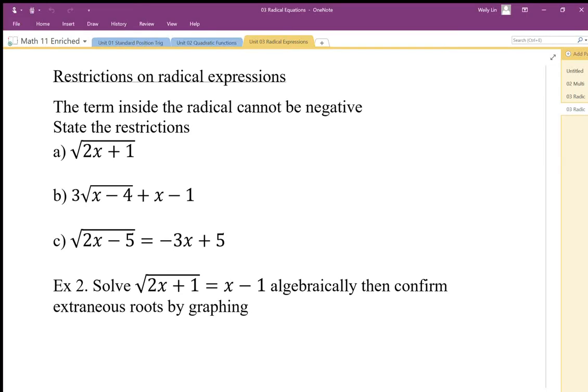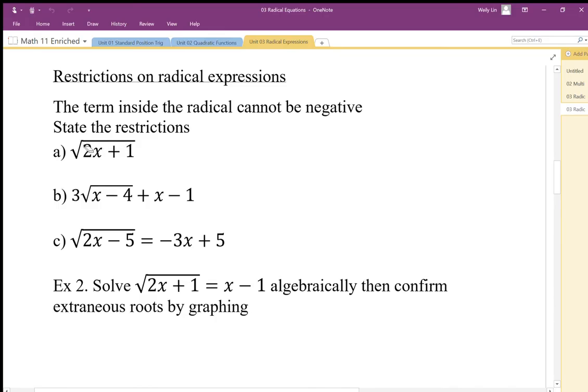So there are restrictions on radical equations and radical expressions. And there's what we consider an inside restriction and an outside restriction. Okay, so the inside restriction is that the inside of the radical cannot be negative. So remember, we cannot square root negative values.